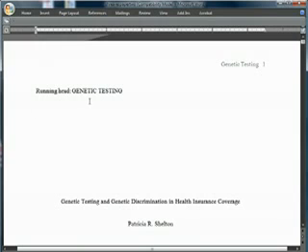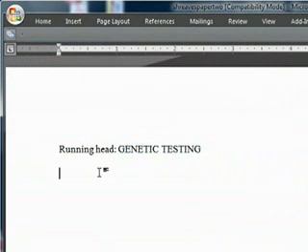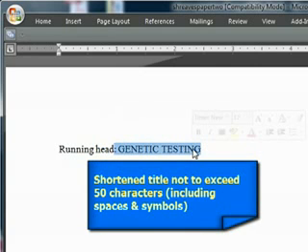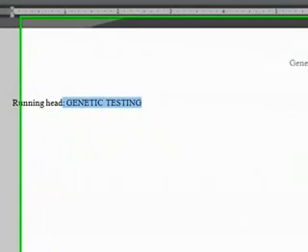Next, let's look at the running head, which is unique to APA. The running head in APA refers to the shortened title that will appear in the journal or magazine after it is published. The running head consists of the words Running head, followed by a colon. Please notice that the word head is not capitalized in APA. There is 1 space after the colon, and then you are to give a shortened title not to exceed 50 characters, including spaces and any symbols that may be in that shortened title.